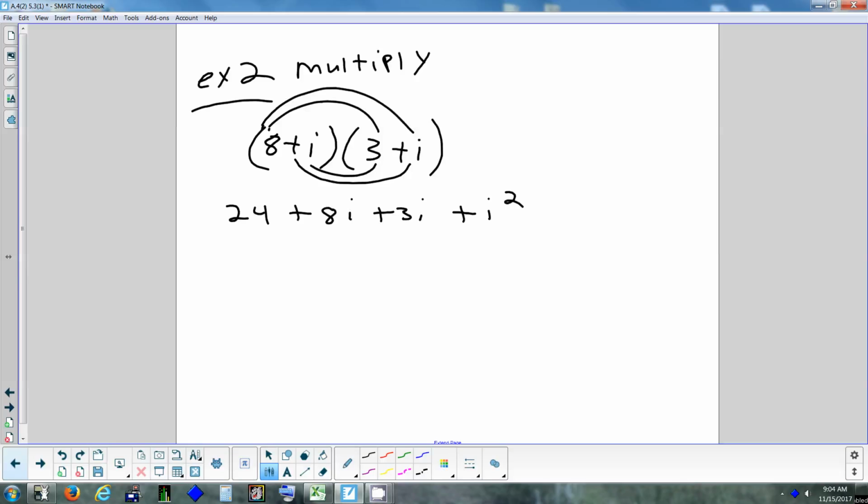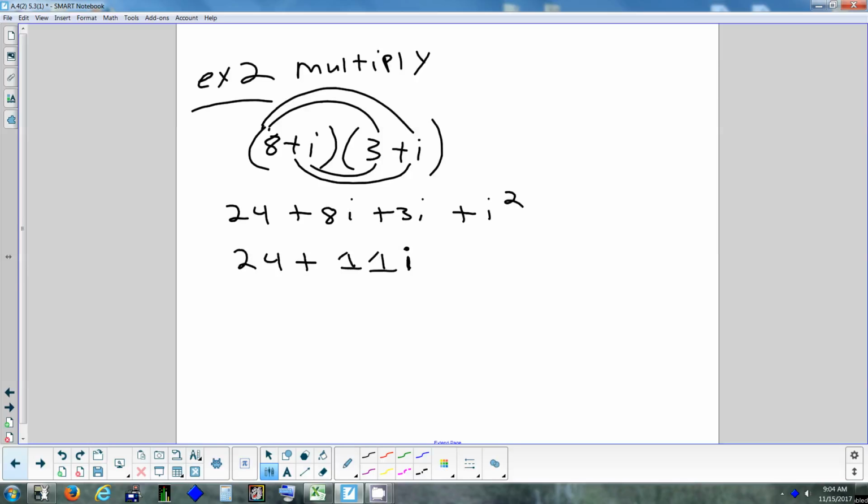Hey, Hayden, anything there that I can either combine or I need to change? 8i and 3i. Yep, we can combine that. And what do you get? 11. Yep, 11i. So 11i.